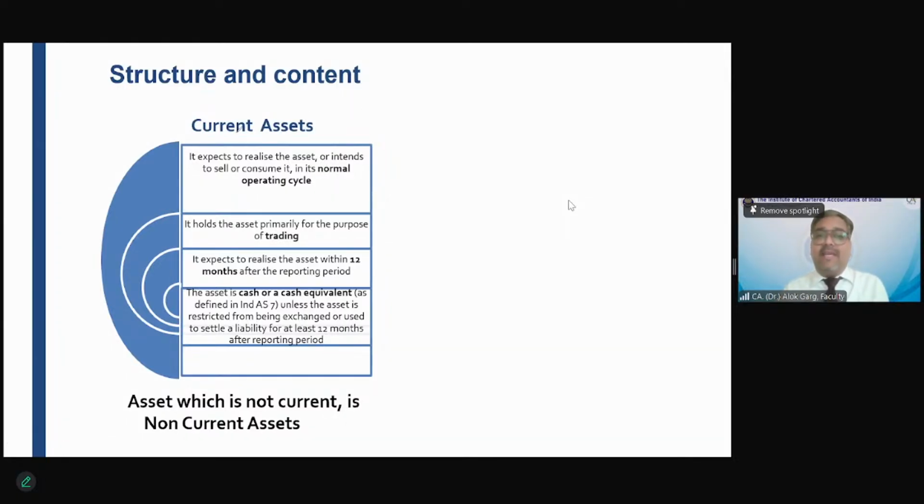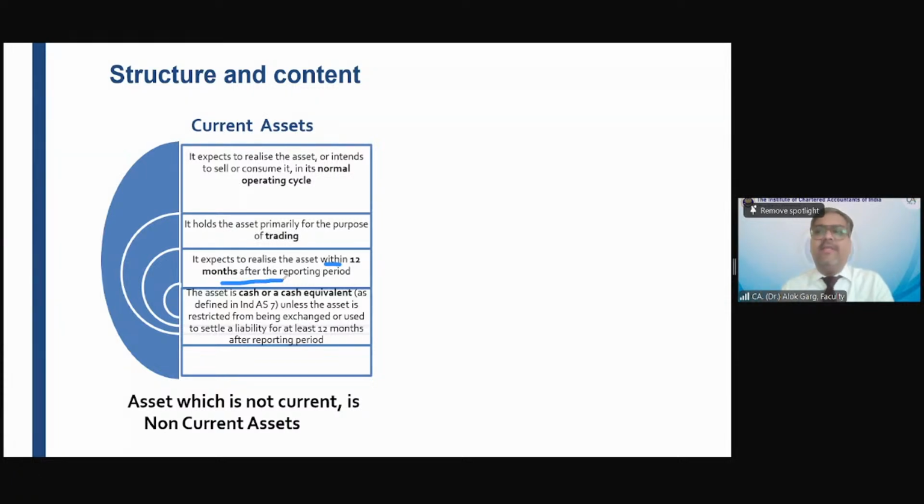A current asset is an asset where the entity expects to realize the asset, or intends to sell or consume it, in its normal operating cycle, or within a period of 12 months after the reporting period. So your asset will be classified as current when you, as an entity, expect: I'm going to receive this money within the operating cycle, or within a period of 12 months.